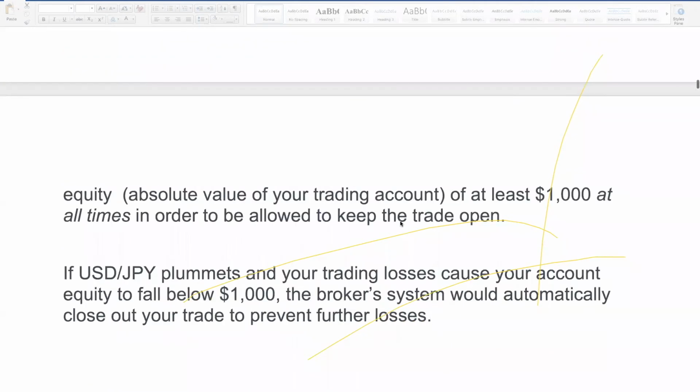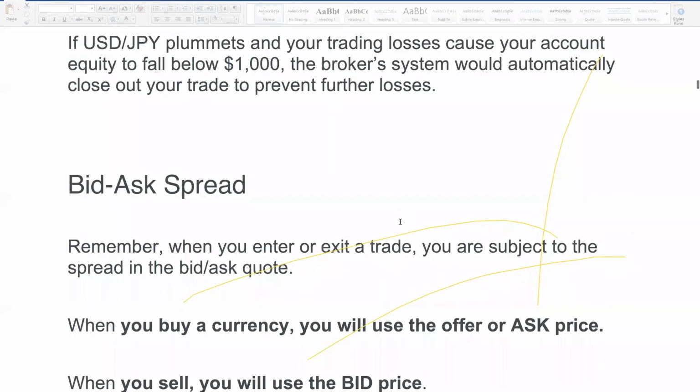Okay, I think you also know what is called bid or ask. Remember, when you enter or exit a trade, you are subjected to spread in the bid or ask quote. It's like whatever business that you need to do, you need capital to start a business. So let's say you opened your account.